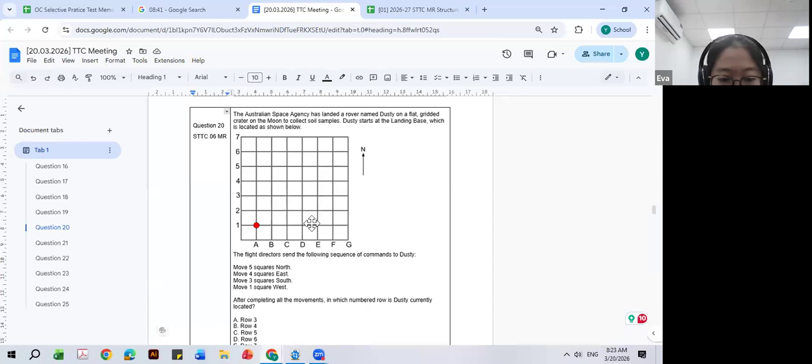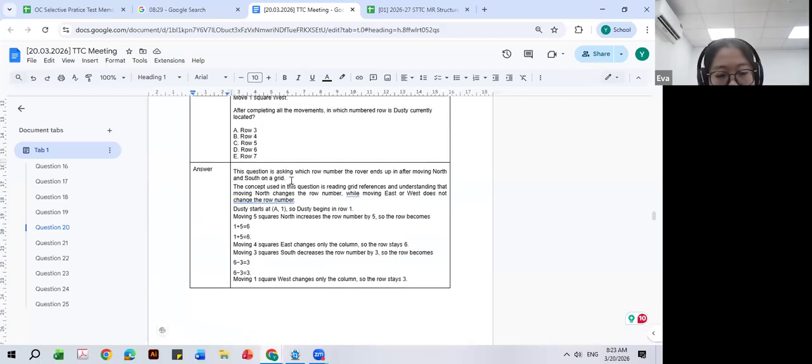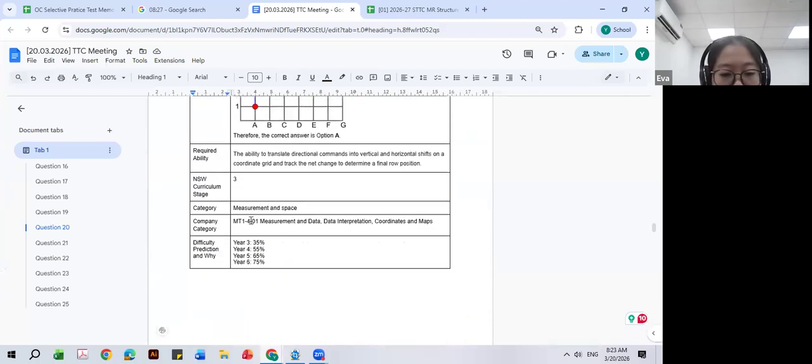And next is 3 squares to the south. 1, 2, 3. And finally 1 square to the west. So the final position is at row 3. The correct answer is option A. Common category MT1 401 measurement and data interpretation, coordinates and maps.